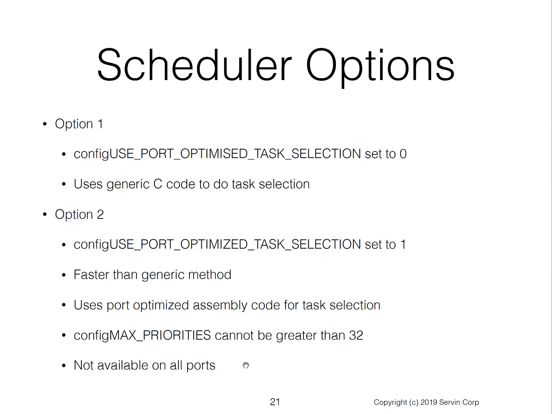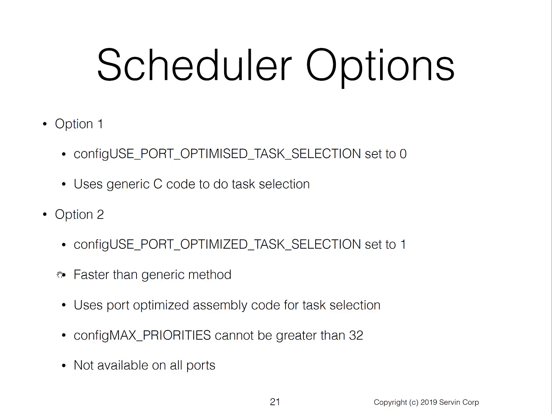Now the scheduler, based on these priorities and based on the number of tasks that you have to run, has some options. Option 1 is you can have config use port optimized task selection set to 0. If you have that, it uses generic C code to do your task selection. That is, it's going to pick the next task to run using some generic C code. Option 2, if you have config use port optimized task selection set to 1. In other words, you're saying take advantage on this particular port to optimize the task selection.